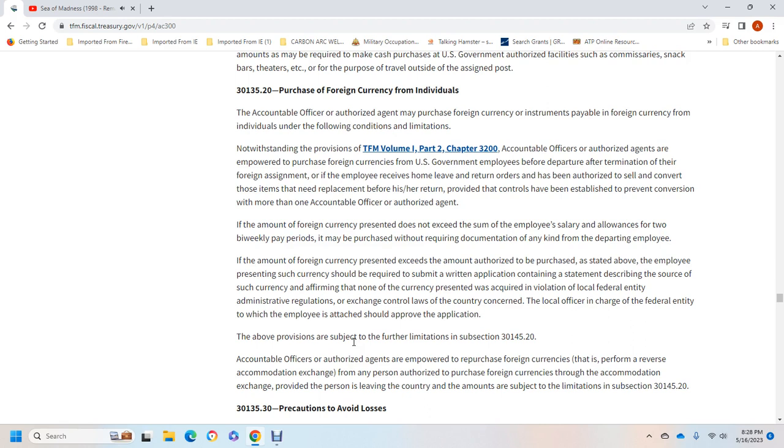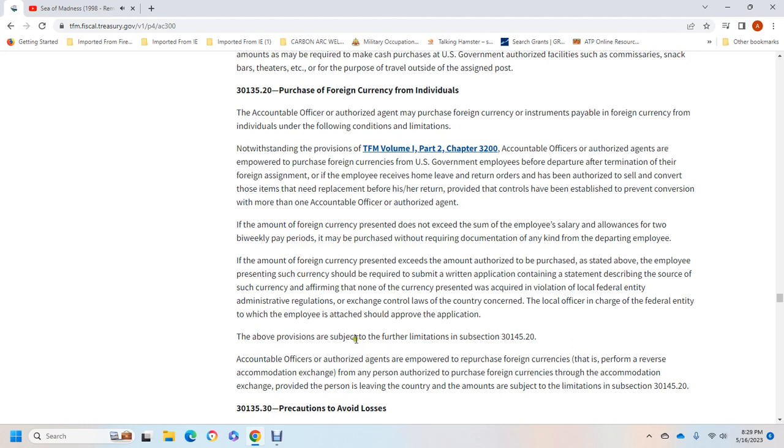If the amount of foreign currency presented does not exceed the employee's salary or annual allowance for two bi-weekly pay periods, it may be purchased without requiring documentation. Any departing employee presenting foreign currency exceeding the authorized amount should be required to submit a written application containing a statement describing the source of the currency, affirming that it was not acquired in violation of local, federal, or administrative regulations, or the exchange control laws of the country concerned. The local officer in charge of the federal entity with which the employee is attached should approve the application.